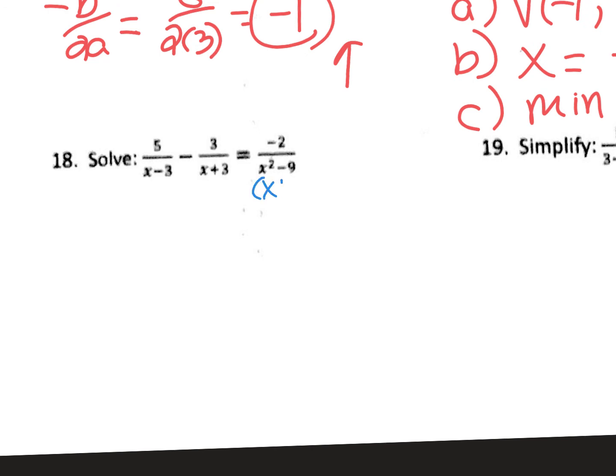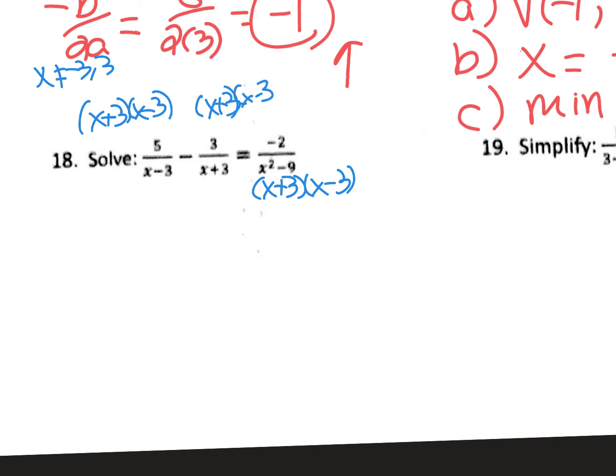Start out by factoring that denominator, which is x plus 3, x minus 3, and then telling what x cannot equal. When I get done, x cannot equal either -3 or +3, because that would make the denominator 0. What I'm going to do is multiply every term by the LCD, which is x plus 3, x minus 3. Okay, so my first term, the x minus 3's cancel.